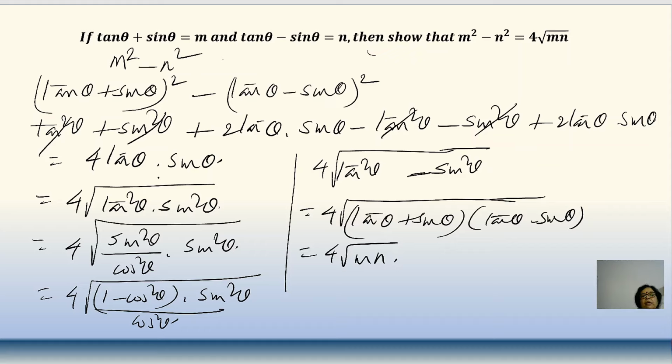Now here this can be left till here, and the right hand side, that is 4 root mn, can be brought to this particular expression. So that can also be done. There is no hard and fast rule that you have to take the left hand side and ultimately bring it to the right hand side.